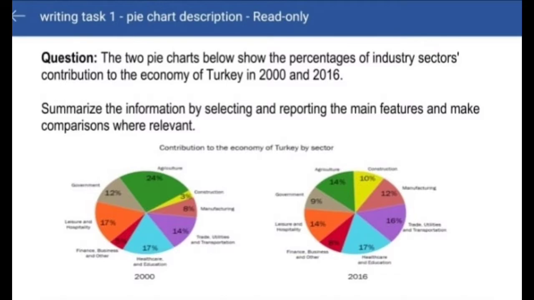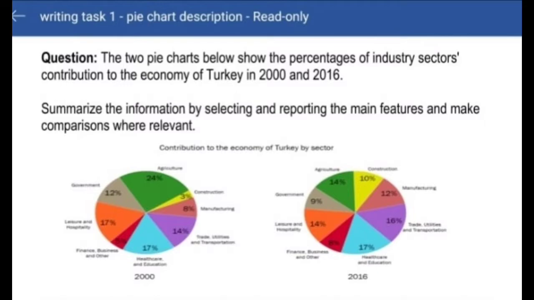Now all 8 sectors are in both the years. So we need to make sure that we show the changes, we show the trends, we show comparisons between these sectors. So let's pick out information in the form of trends. As we can see, agriculture was 24% in 2000 and in 2016, that means in a 16-year period, it was 14%. That means it declined 10%.